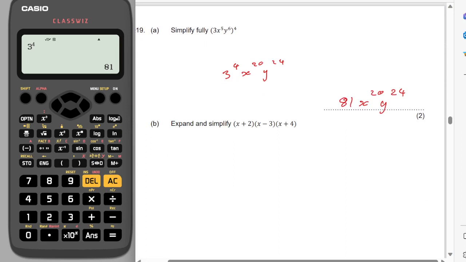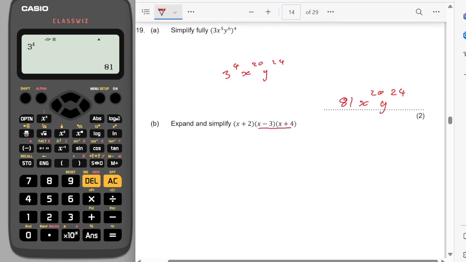Second part, expand and simplify. So when I'm having to expand a triple bracket, I will always expand my double bracket first of all. I will save the easiest bracket to do for my final step. So if I multiply this out, then I'm going to get x squared plus 4 minus 3, so that would be plus x, and then I'd have a minus 12. And I still need to multiply that by x plus 2. I set this out a bit differently. That's just my personal preference.